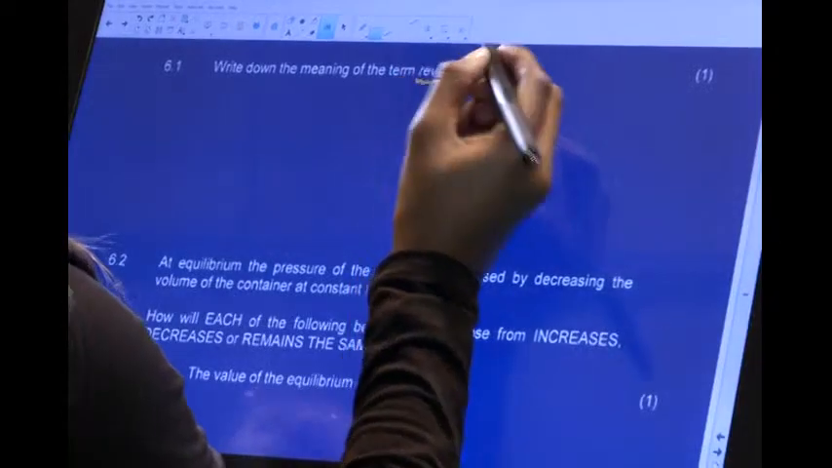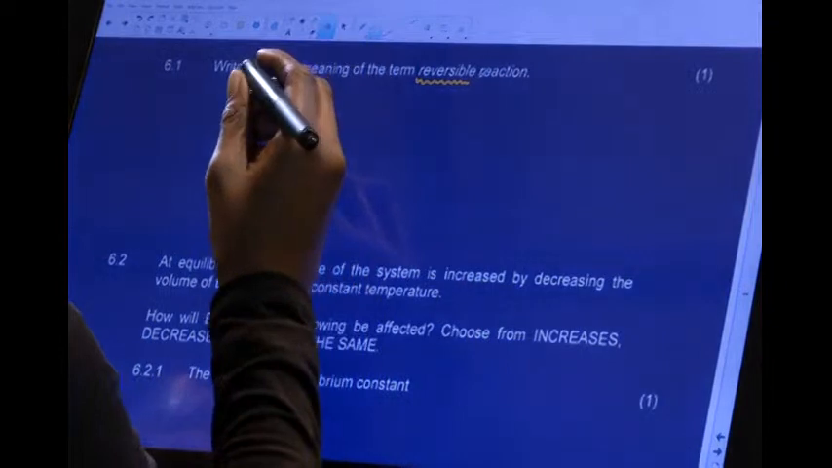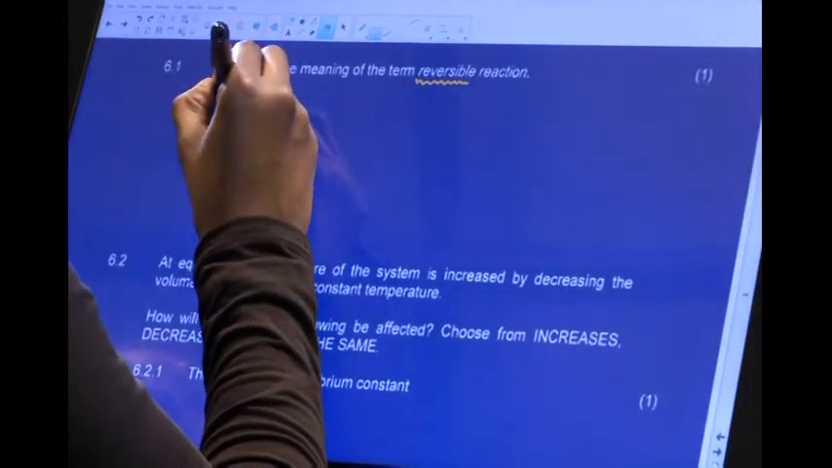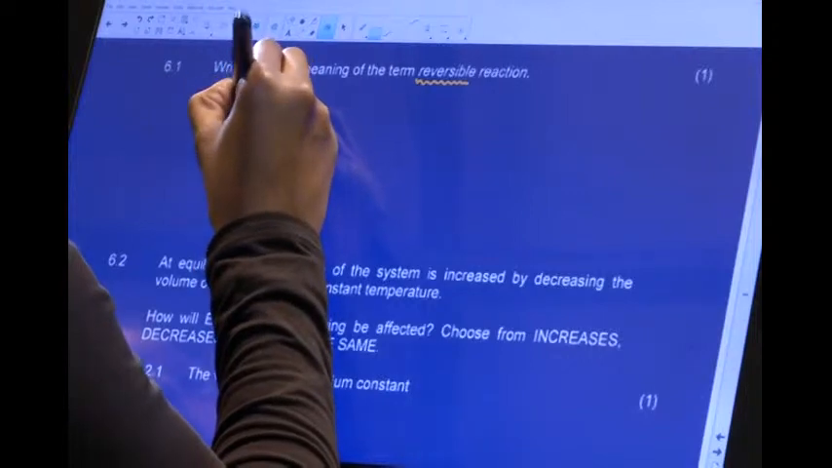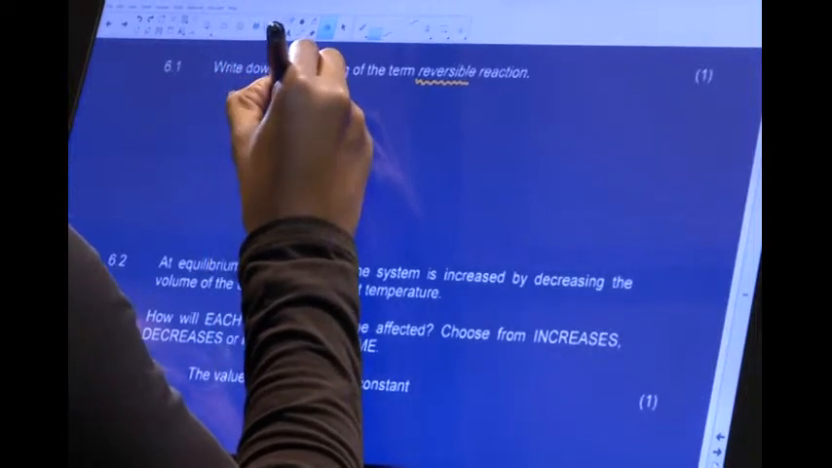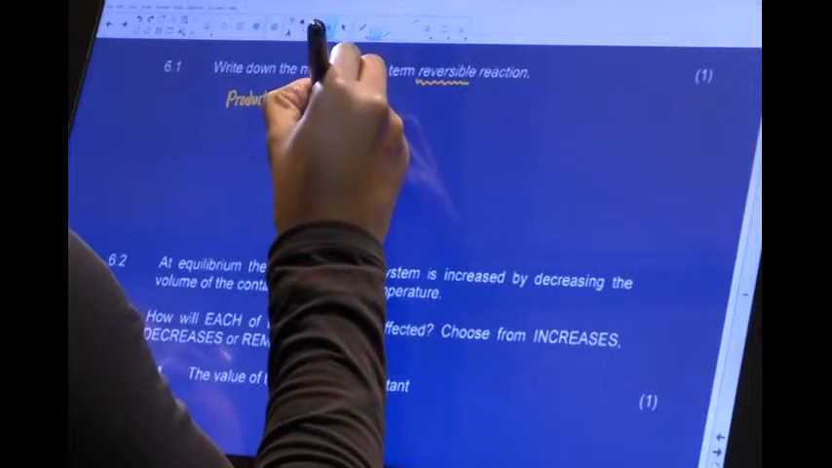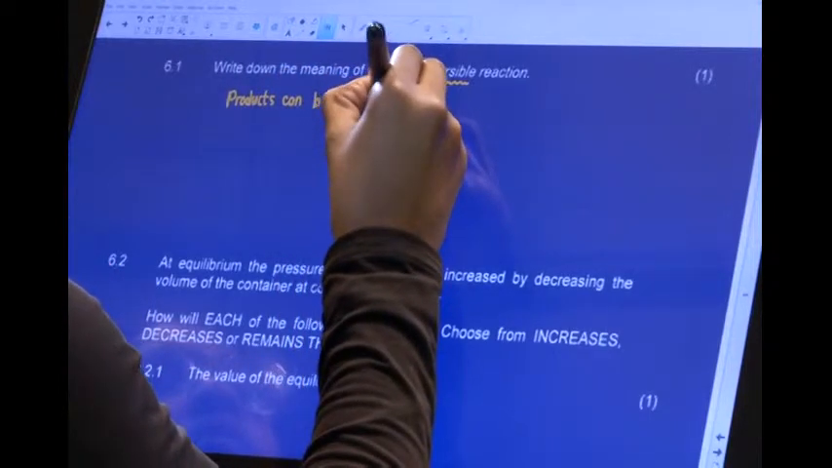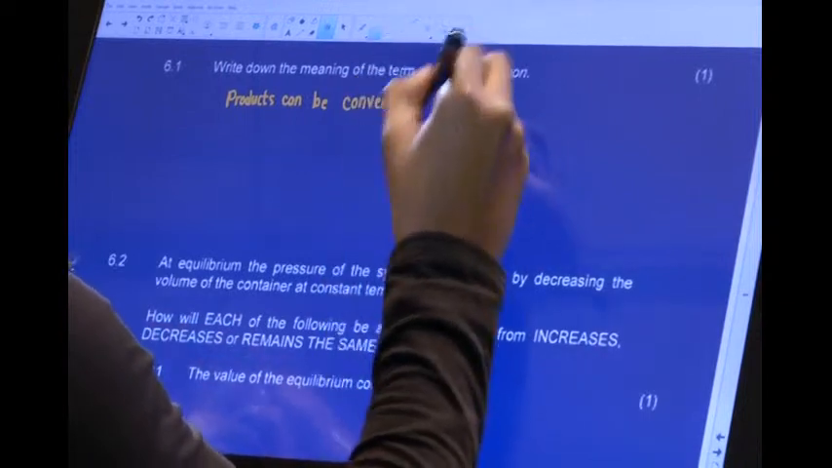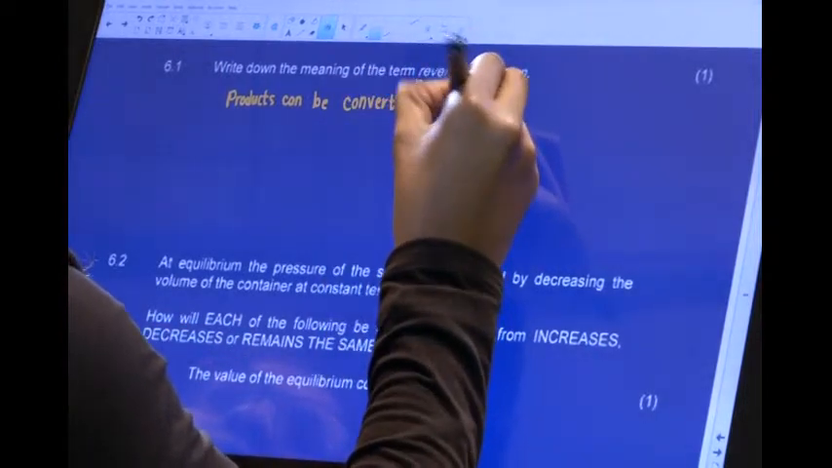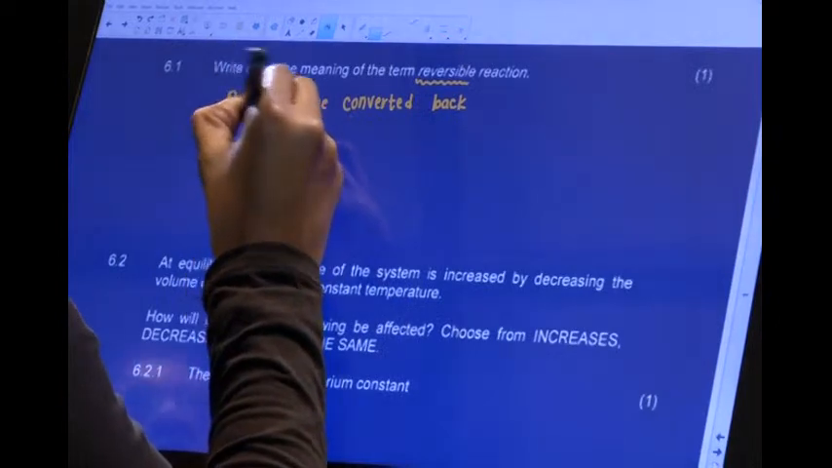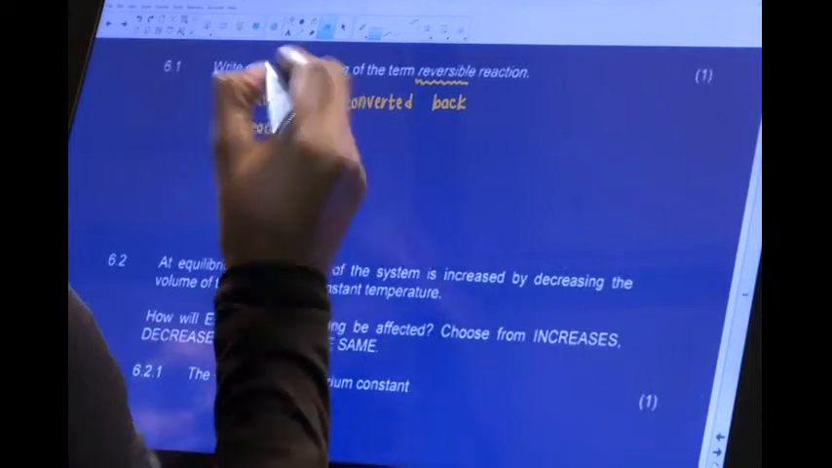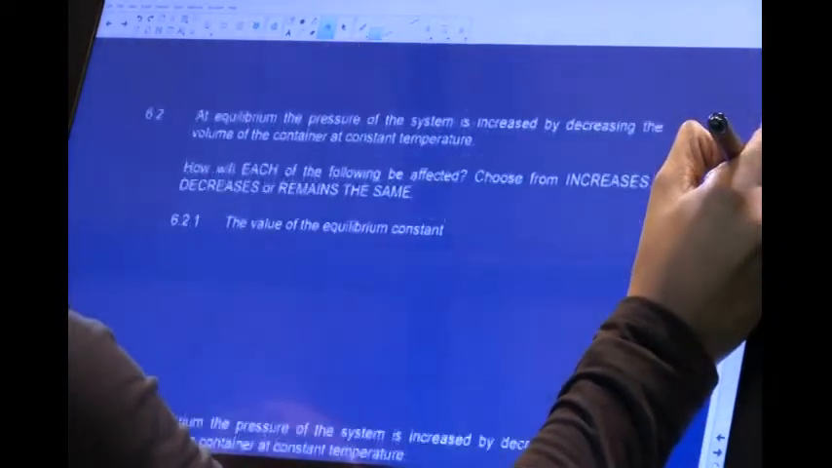Now, number 6.1 says, write down the meaning of the term reversible. Reversible is not like a jersey that is reversible. In chemistry, it means something completely different. This means that products can be converted back to reactants. That is then what reversible means in chemistry.